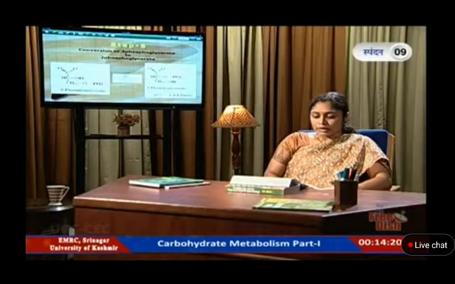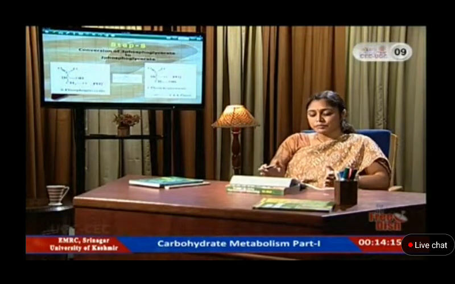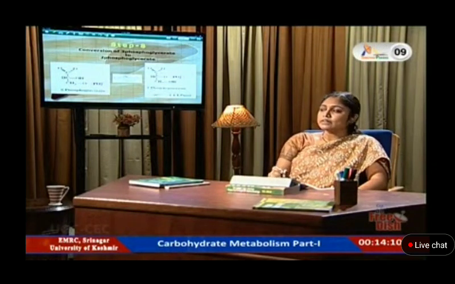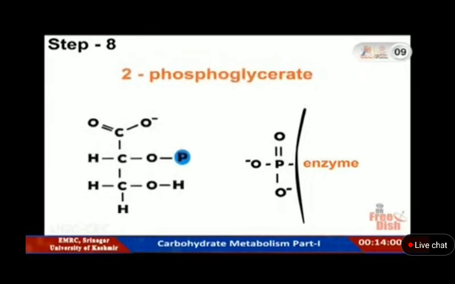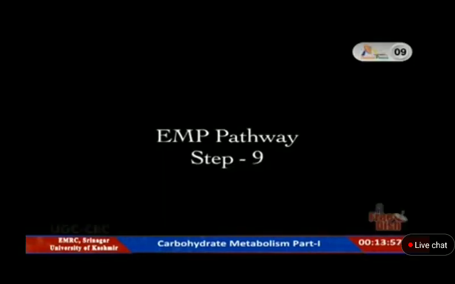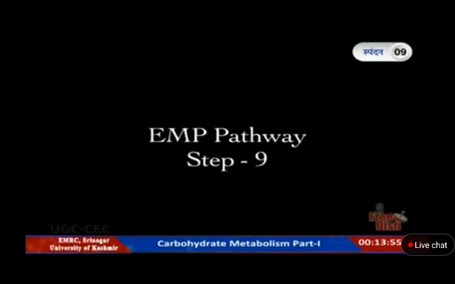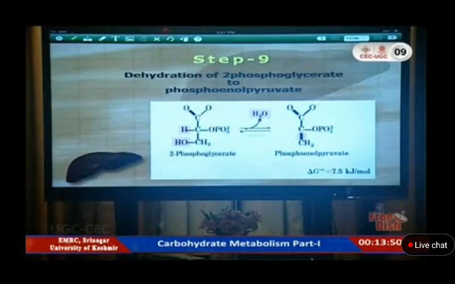Now, the enzyme phosphoglycerate mutase reversibly shifts the phosphoryl group between carbon number 2 and 3 and converts 3-phosphoglycerate to 2-phosphoglycerate. In the next step, 2-phosphoglycerate is reversibly dehydrated to form phosphoenolpyruvate by the enzyme enolase.